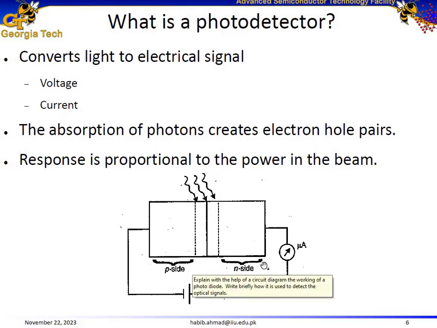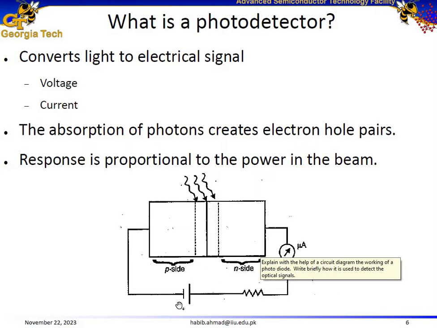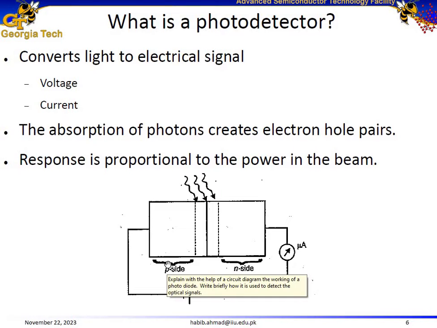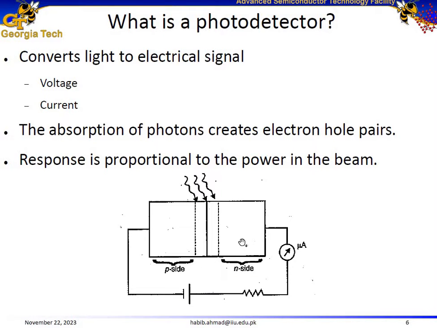So the positive terminal of this battery is connected to the N side, and the negative terminal is connected to the P side. Essentially, this configuration is reverse biased. And then we also have a resistance in the loop.